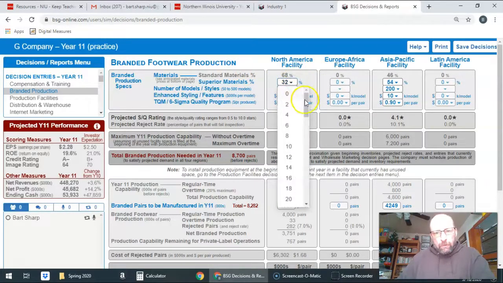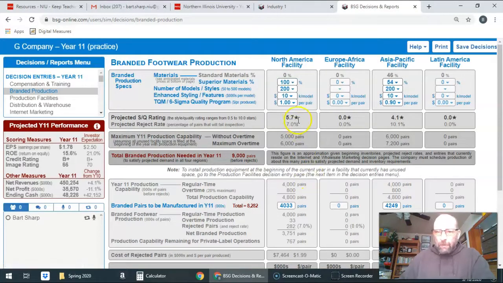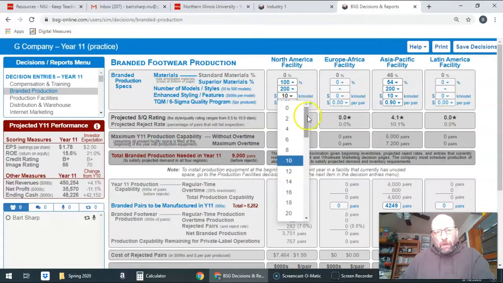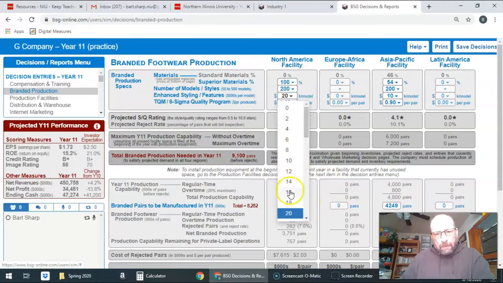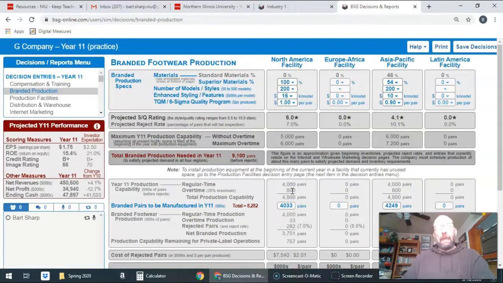So instead of 32% superior materials, let's bump that up to 100. That doesn't quite get us to six-star shoes yet, so I need to change something else, which is maybe I need to spend more on styling and features. Okay, so 20. Oh, nope, that's too high. I'm going to get 5.9. Bam. So in our North American factory, if we use 100% superior materials and we spend $16,000 per model on styling and features, we will produce the six-star shoes that we want to sell.